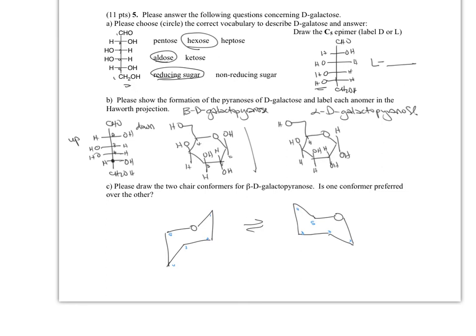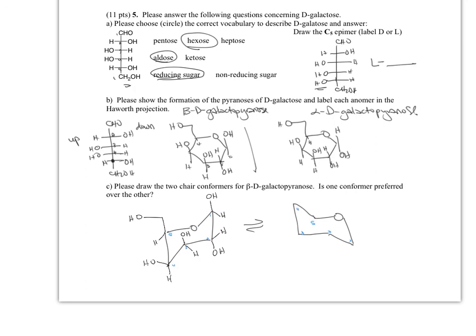So for beta, on carbon 1 we've got an OH up and an H down. On carbon 2, we've got an H up and an OH down. On carbon 3, we've got an OH up and a hydrogen down. On carbon 4, an OH up and a hydrogen down. On carbon 5, we've got our CH2OH up and a hydrogen down.